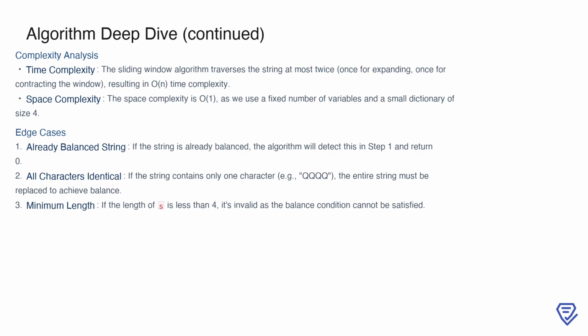Regarding edge cases, the algorithm handles scenarios like an already balanced string, in which case the result is 0, and strings where all characters are identical, which would require replacing the entire string. Additionally, for strings shorter than 4 characters, the balance condition is inherently unsatisfiable, making the input invalid.